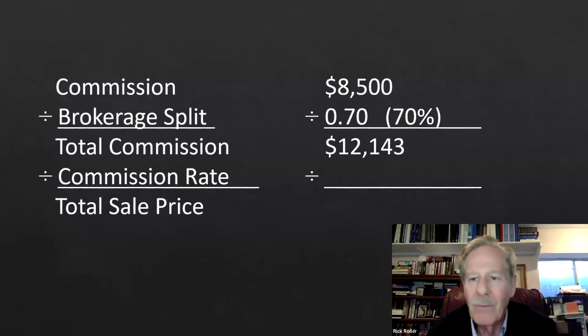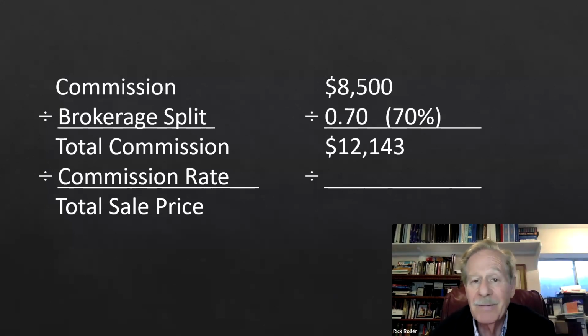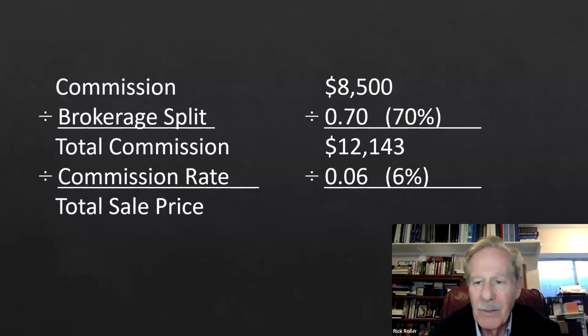But once you've done a few of these, you'll become more confident with dividing the number, 8,500, or your commission, by the percentage. You're going to come up with the total commission. And the rate was 6%, right? They gave us that in the problem. So we do the same thing, only a little different. This time we're going by the whole commission and the whole commission rate, not just your split.